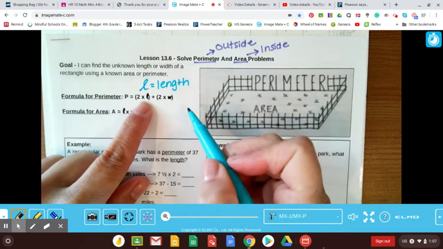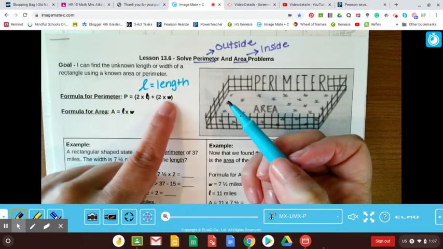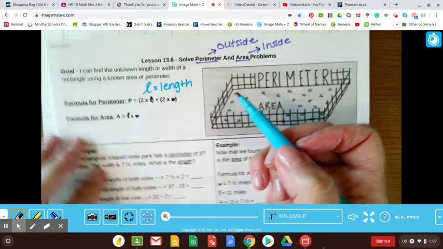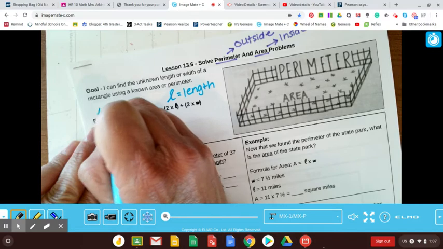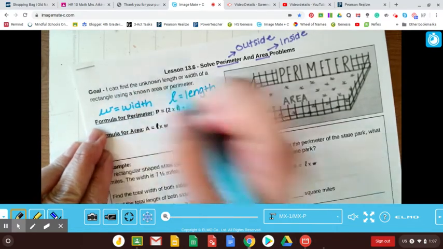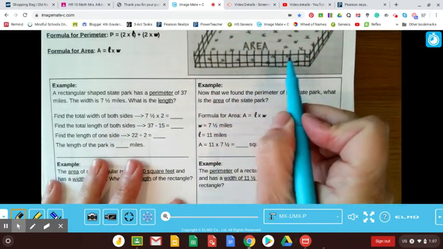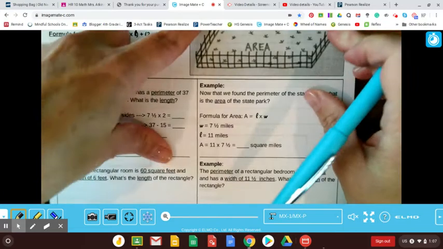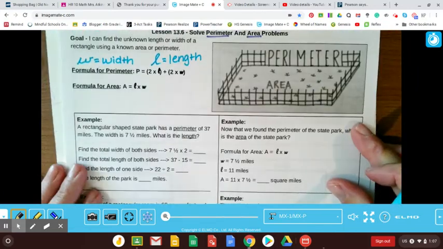And you don't have to use the cursive L. Sometimes I just use a printed L. And the W stands for width, right? So sometimes people use like a fancy W, like a cursive, and that stands for width. The length of something is the longer part, length, long, and the width is usually these two side areas right here. That would be the width.